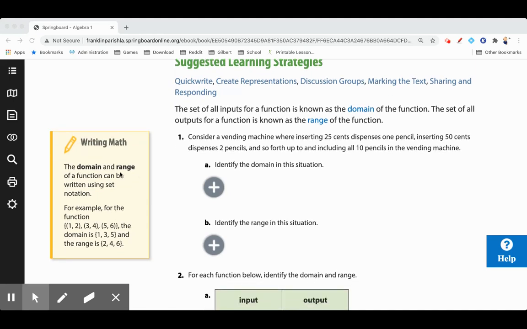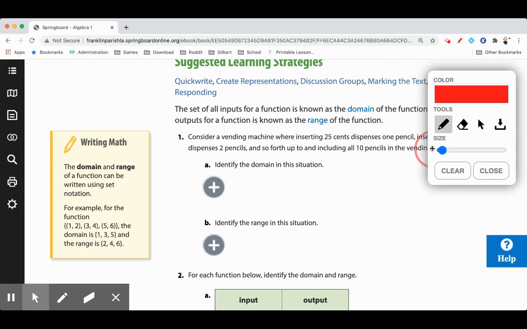And if you look over to the left, the domain and range of a function can be written using set notation. For example, for the function that includes this set, (1, 2), (3, 4), and (5, 6), the domain is 1, 3, and 5, and the range is 2, 4, and 6. To help you remember this, we usually say that the first number is the x coordinate when we're graphing, and the second number is the y coordinate, if you remember from graphing.